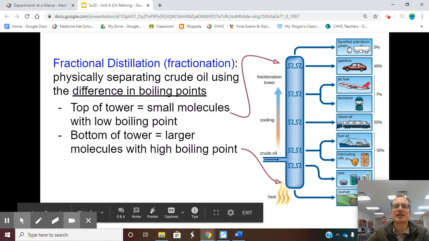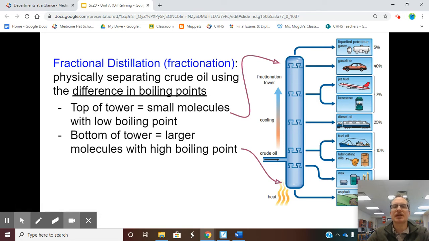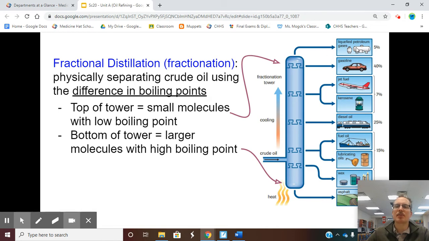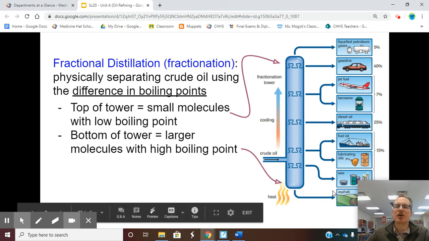Okay, so let's take a look at this fractional distillation. Again, fractional distillation is a physical process for separating something. So again, what they do is we're pumping in this raw crude oil and we're heating it up. And we're going to use the differences in boiling points to separate out small chain hydrocarbons at the top from very long, large chain hydrocarbons at the bottom.